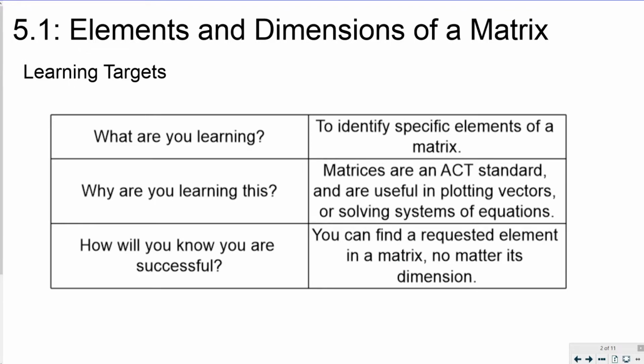So for elements and dimensions of a matrix, we are going to learn how to identify the specific elements of a matrix. This entire unit is based on the ACT. Matrices are on there and useful in plotting vectors and solving systems of equations. You're going to know you can do this right when I can ask you to find a specific element in a matrix by naming its row and column location.